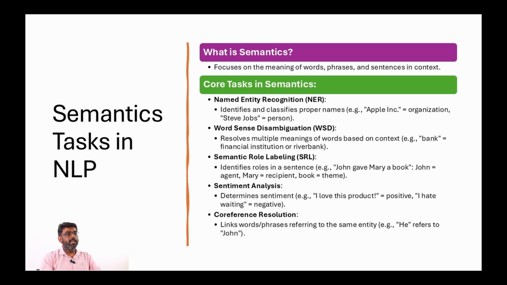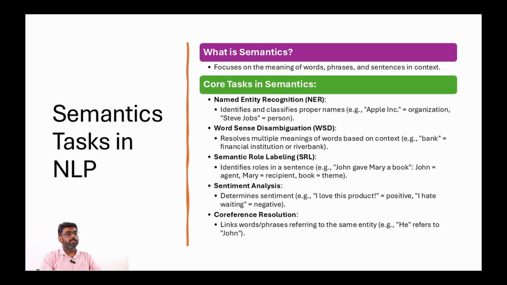The next is semantic role labeling. SRL identifies the roles that words play in a sentence, like the agent or recipient. For example, in "John gave Mary a book," John is the agent, the giver, Mary is the recipient, and book is the theme, the thing given.